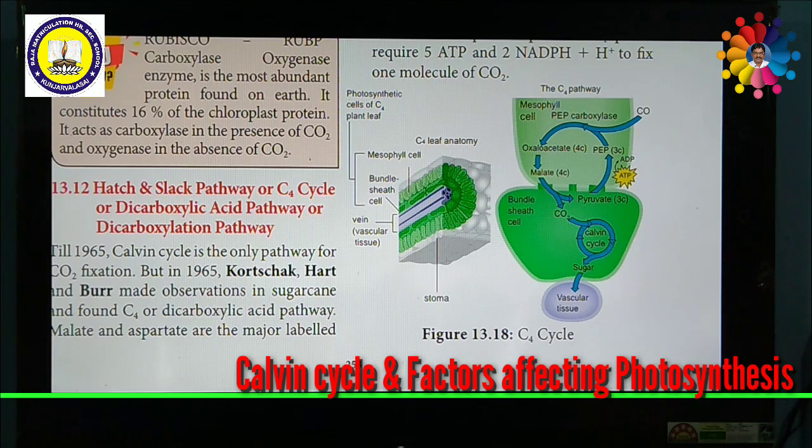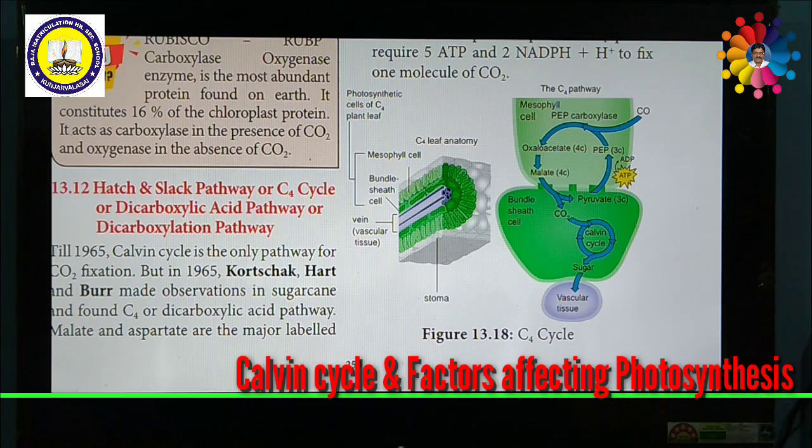C4 plants represent about 5% of earth's plant biomass and 1% of its known plant species. So C4 pathway is completed in two phases. That is, the first phase which takes place in mesophyll cells. The second phase which takes place in bundle sheath.